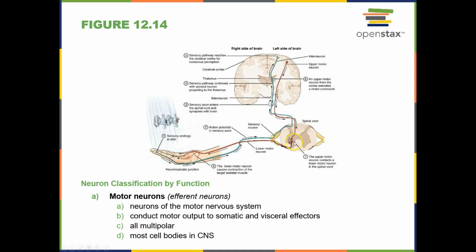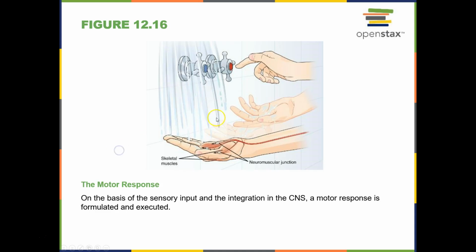And then we have the motor division, which sends information out. So once we have decided what has to happen, then a motor neuron is going to send information through the efferent or motor division to the muscles or glands, in this case muscles, to tell us to change the temperature so we can then have the temperature at whatever temperature we want the water to be at.